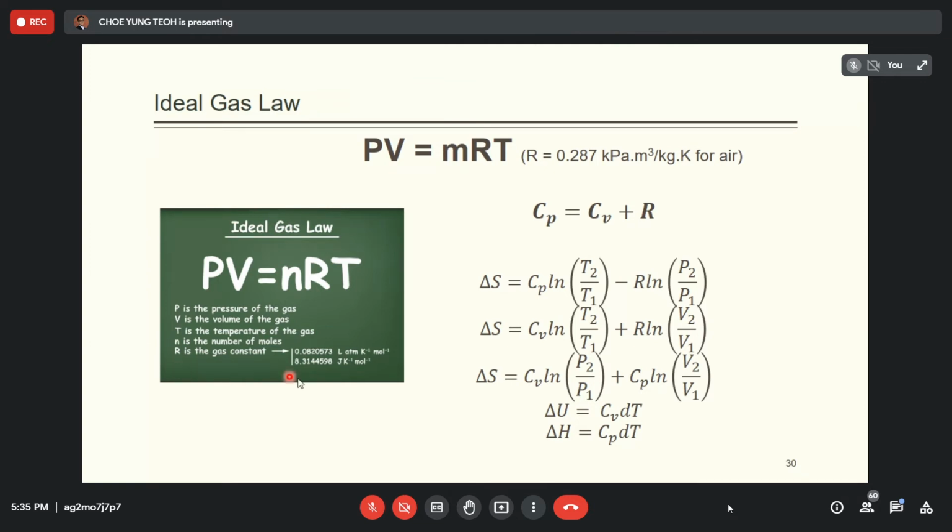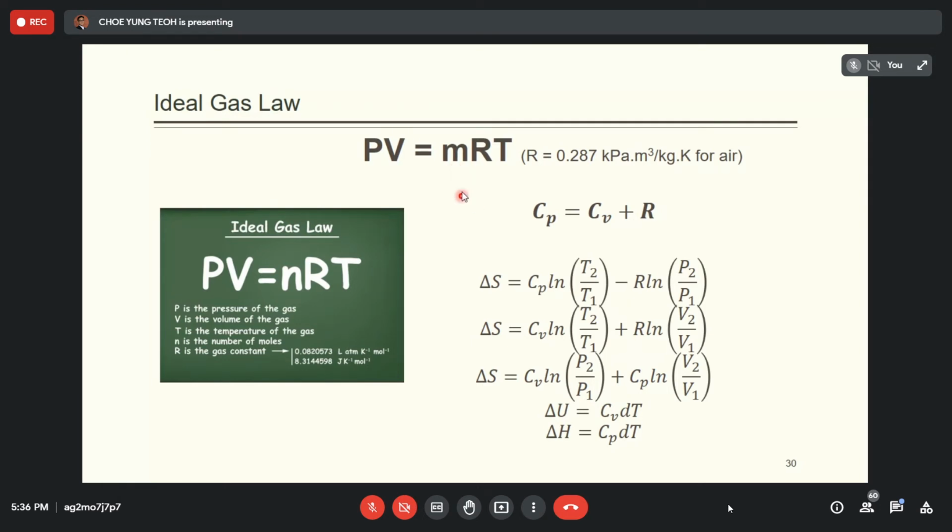You can see that for this one, R is in terms of L, which refers to the volume in liters. ATM refers to the pressure, and 1 ATM is equivalent to 100 kilopascal. K is the temperature, and n is the mole, mol. It can also be in terms of joules per K per mole, the same thing. So I just put it here: PV equals nRT is the basic equation for the ideal gas law, but mostly we will use PV equals mRT, which uses the mass, which is mostly our concern.